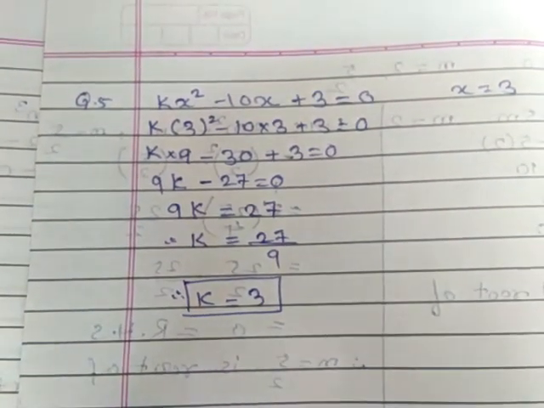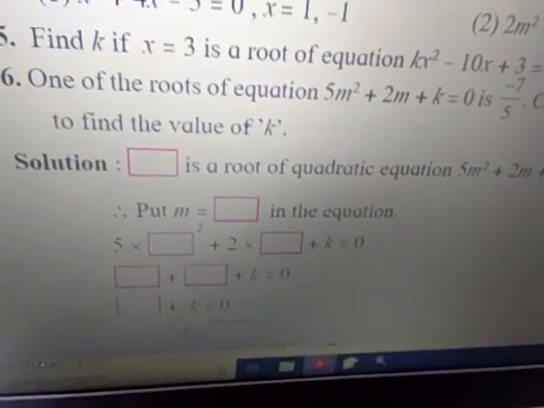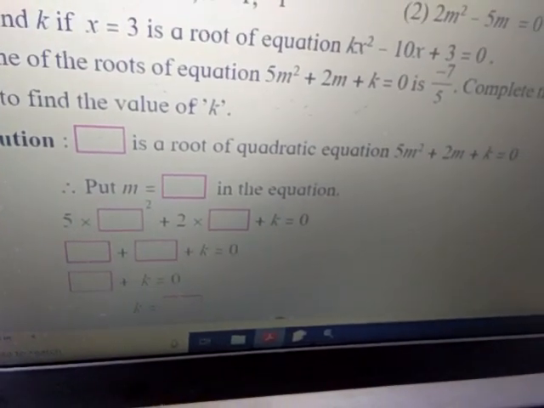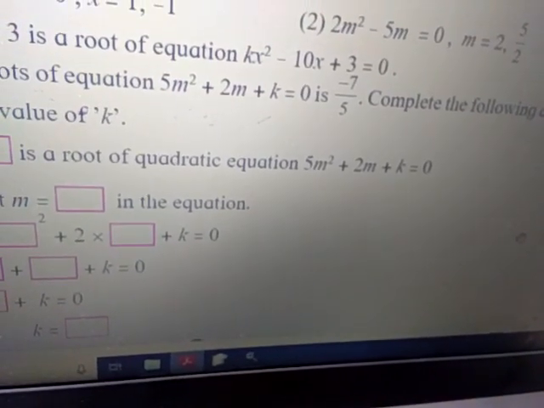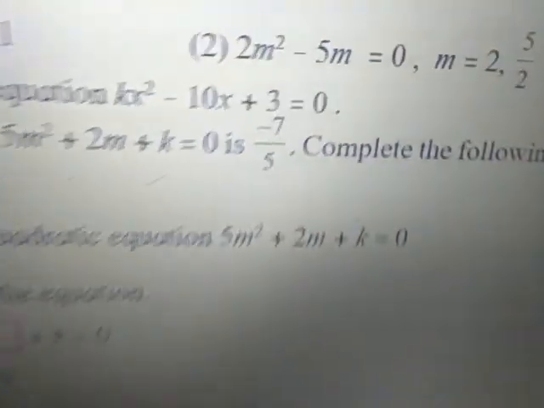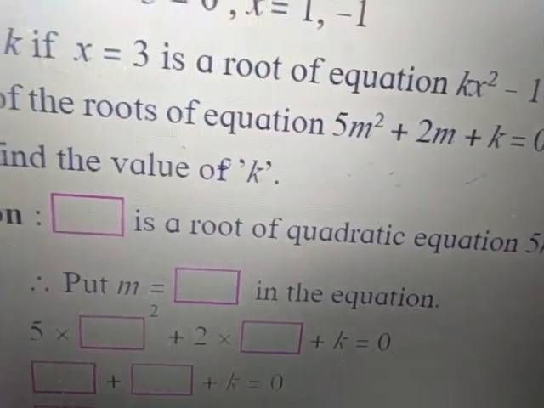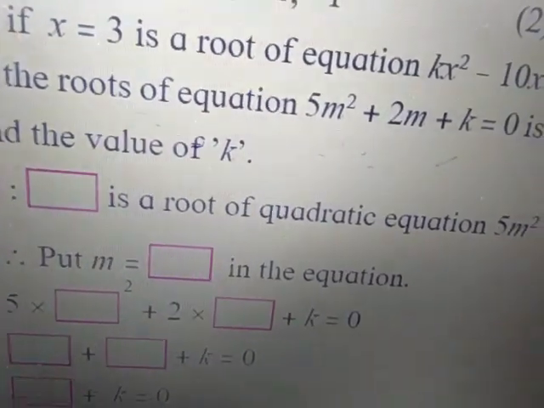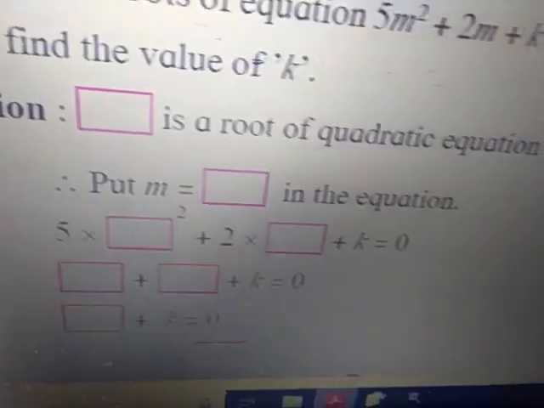Now we'll see the last question of our exercise. What is the last question? One of the roots of the quadratic equation 5m square plus 2m plus k equals 0 is minus 7 upon 5. Complete the following activity to find the value of k. Similarly, we have to put the value of m as minus 7 upon 5 and find the value of k.